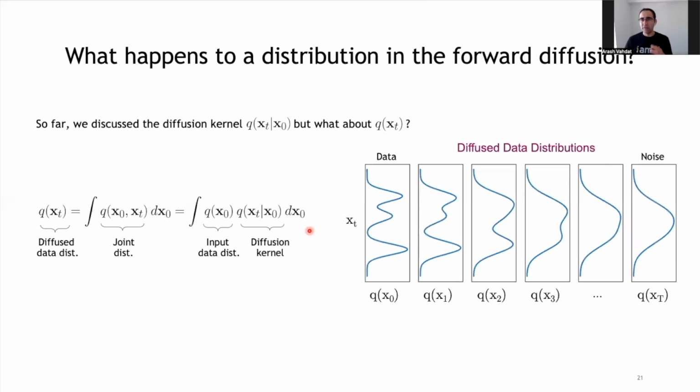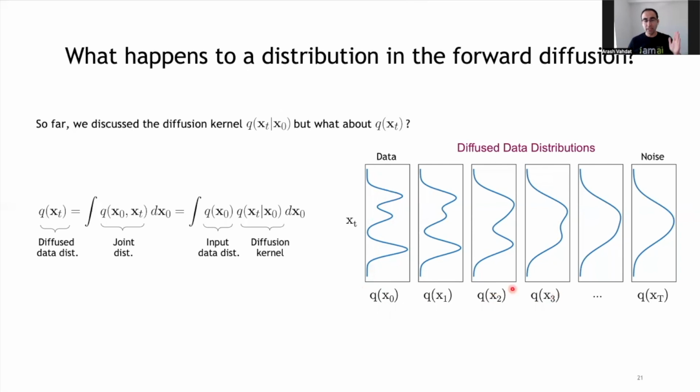If we just consider very simple one-dimensional data, I'm visualizing the diffused data distribution at different time steps. On the left side, we have the data distribution at time step 0. The y-axis represents this one-dimensional random variable, and the x-axis represents the PDF, the probability density function of this random variable at time step 0. This is just the data distribution visualized for a one-dimensional toy example. Here you can see the visualization of diffused data distributions.